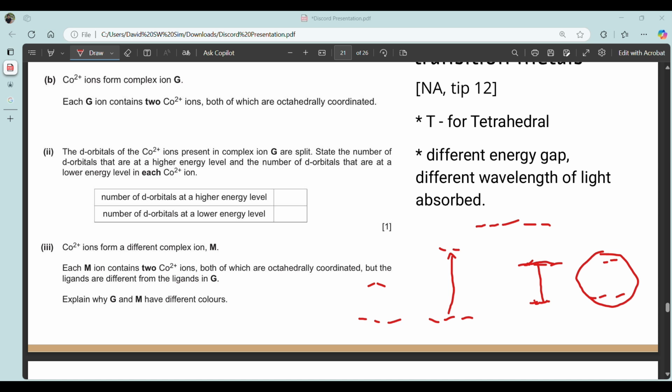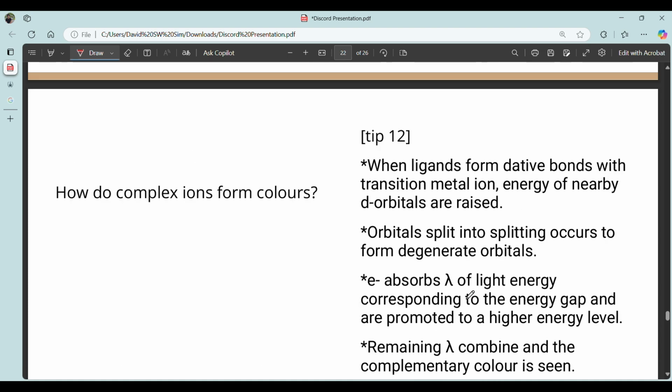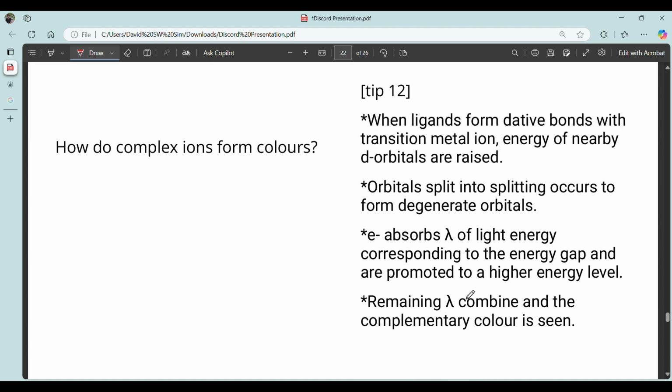Okay, any questions? No questions? Okay, I'll move on. How do complex ions form colors?